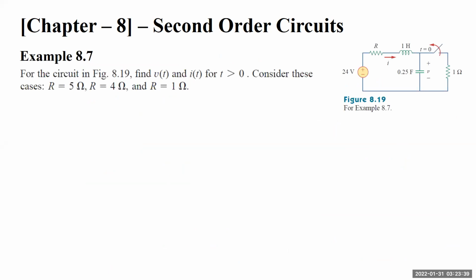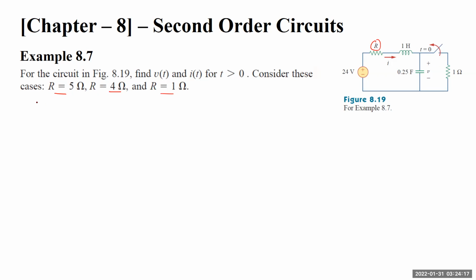This is example 8.7 of our textbook, and remember, we are following Alexander Sadiku's textbook for this part of the lecture. It says that for the circuit shown in the figure, find V of t and I of t for time t greater than 0. Consider the cases R equals 5, R equals 4, and R equals 1. So we are given this circuit, and they have given us three cases, and we basically have to find all three.